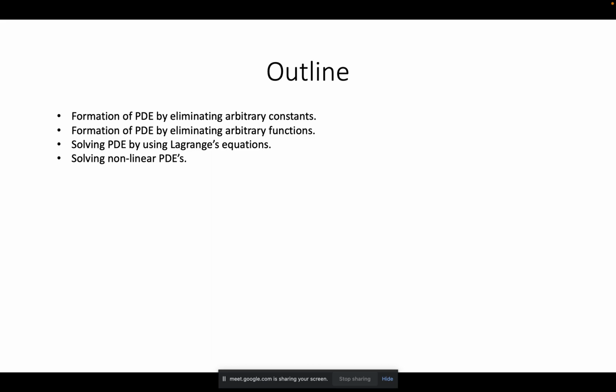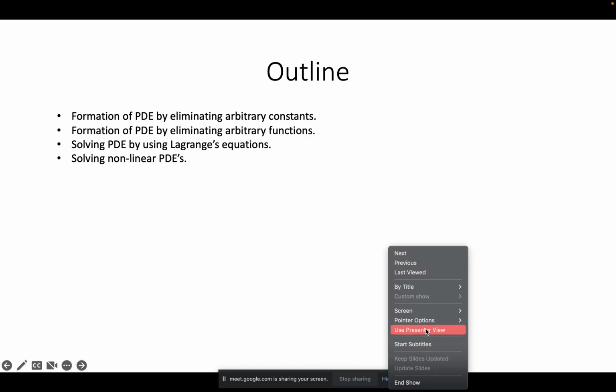And in the last two lectures of week 4, you learned how to solve nonlinear partial differential equations. In the nonlinear partial differential equations, you have learned three types of equations, three standard rules in order to solve the nonlinear partial differential equation.